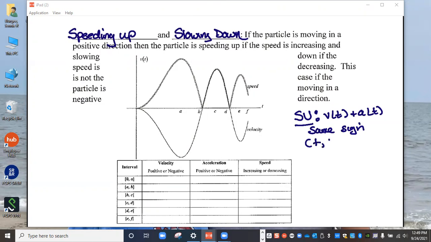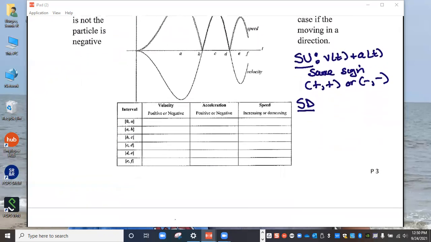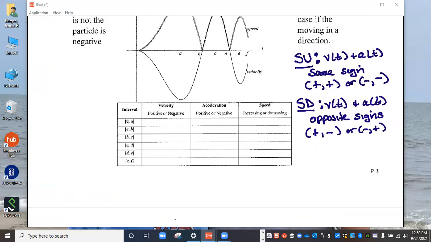So they're either both positive or both negative. So in order for a particle to be speeding up, your velocity and acceleration have to have the same sign, both positive or both negative. To be slowing down, and I'm going to abbreviate slowing down as SD, your velocity and acceleration will have opposite signs. So one could be positive, the other one negative. Doesn't matter.